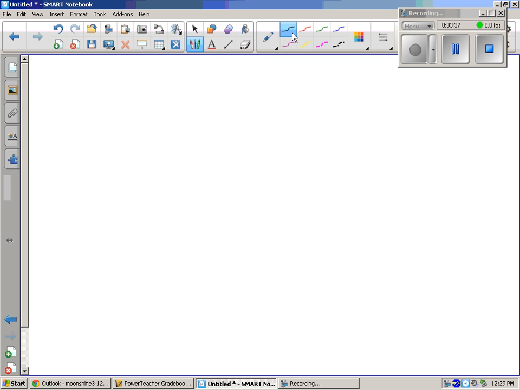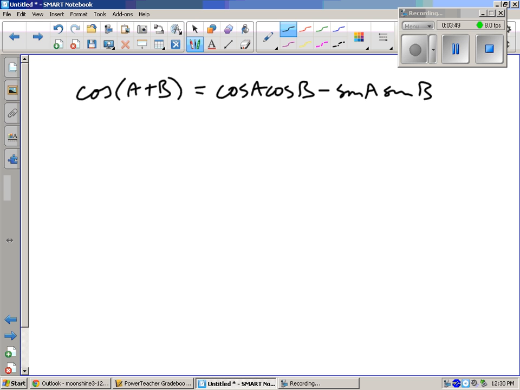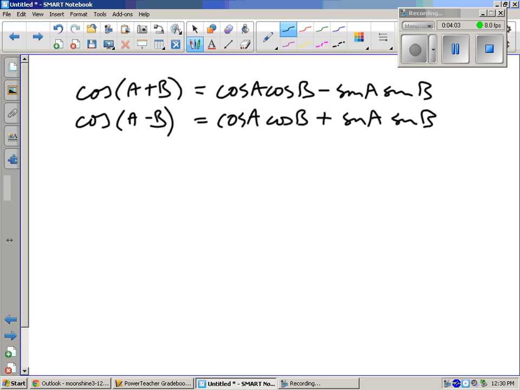So let's start with cosine of A plus B. That's equal to cosine A cosine B minus sine A sine B. All right, next one, cosine of A minus B. It's exactly like this one except with a plus sign. So cosine A cosine B plus sine A sine B.